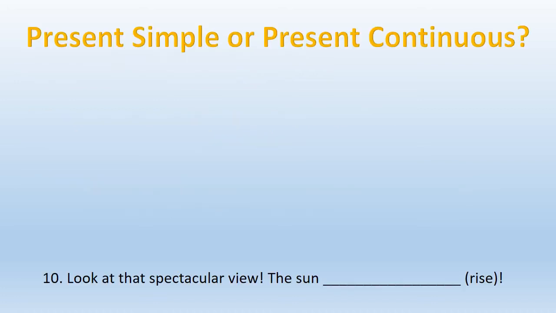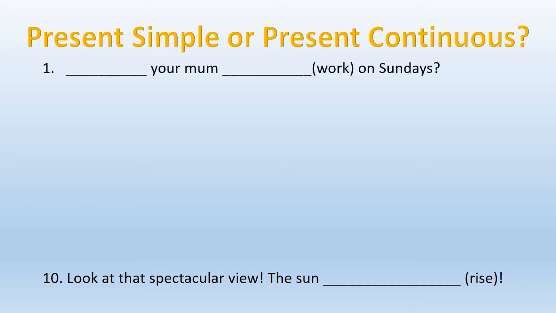Okay, here we will have an exercise and we will see through this exercise the present simple and the present continuous. Look at the first one. Your mom works on Sundays. First of all, this is a question. And on Sundays means every Sunday. So I'm speaking here about a permanent action. So I'll use the present simple. I'll say, does your mom work on Sundays?